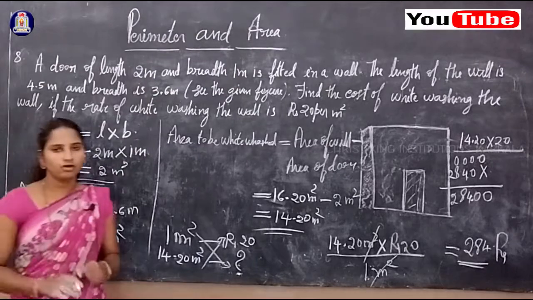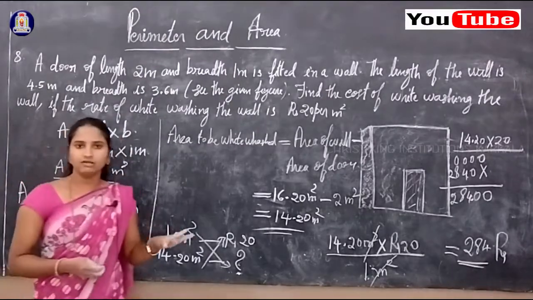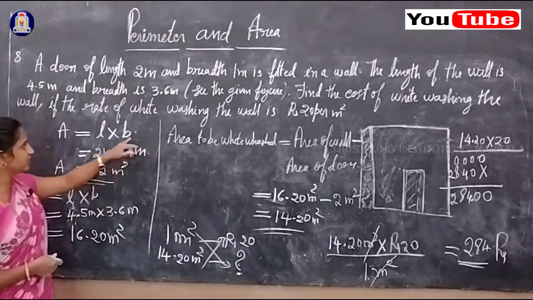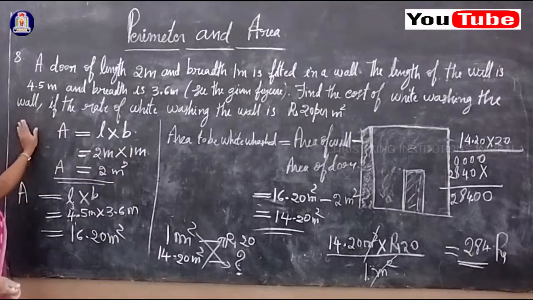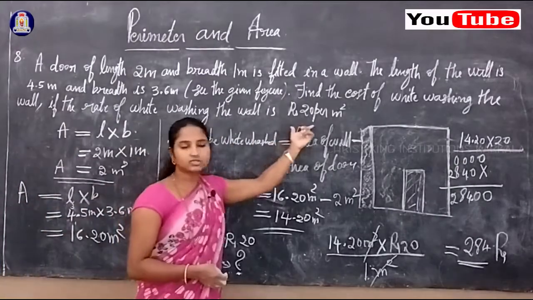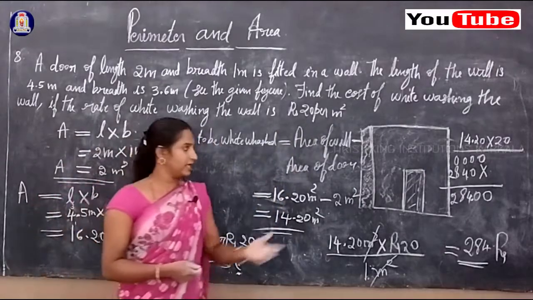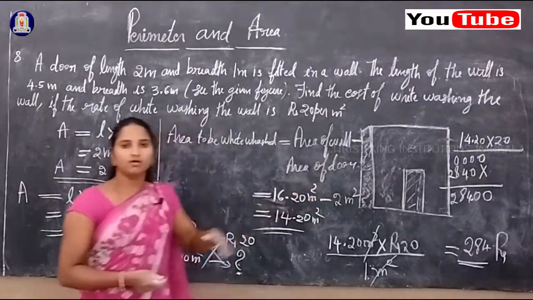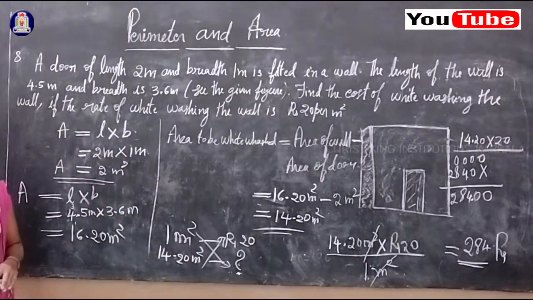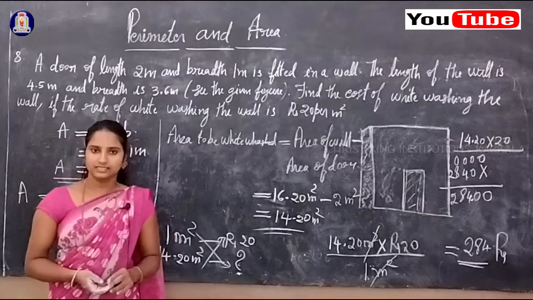So the question is, what is the cost of whitewashing the wall? First you have to find how much area is there. What is the area of the wall, you have to find out. Then we can find the cost of whitewashing the wall. And they gave one hint, for 1 meter square of area they will charge rupees 20. So for that much area of space, what is the cost? With cross multiplication we can find the cost of whitewashing the wall. Clear? Yes.